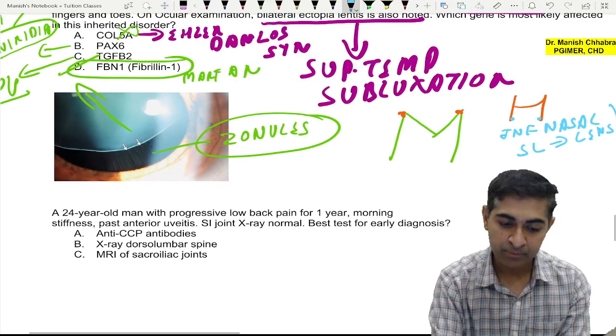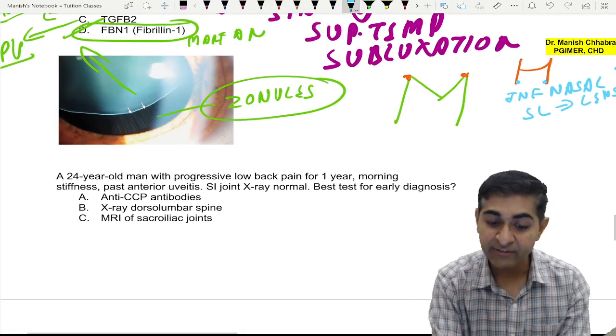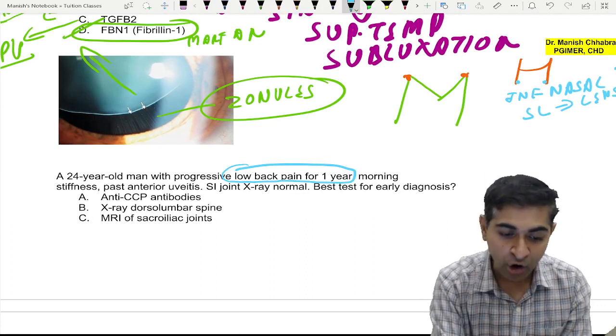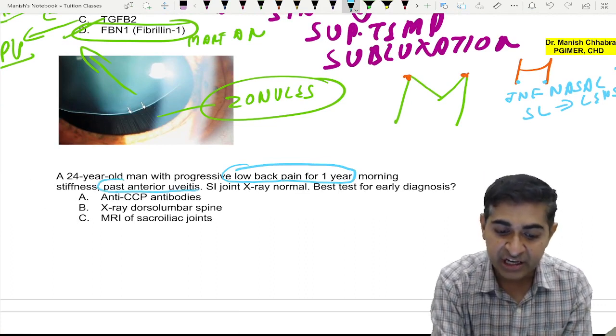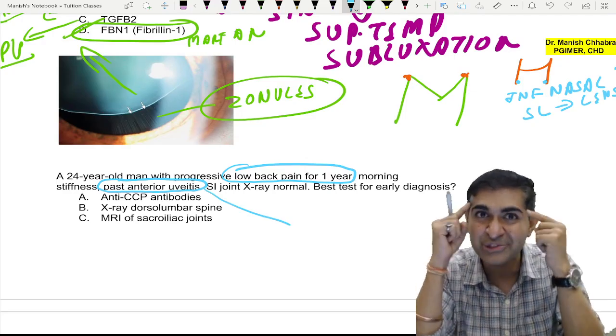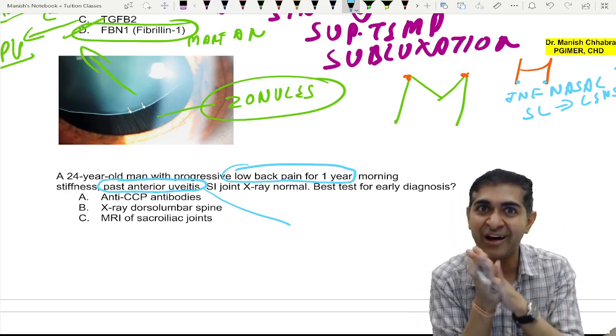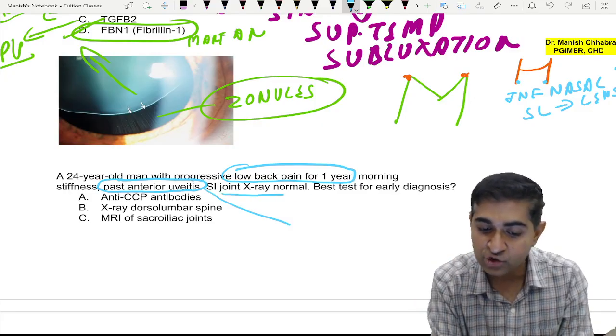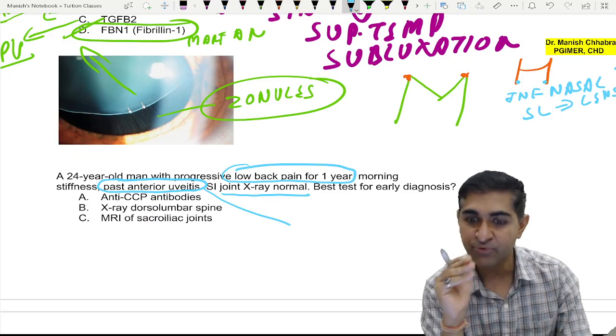Okay. Now, a 24-year-old man with progressive low back pain for 1 year, morning stiffness and past anterior uveitis. Because here anterior uveitis came up, my eyebrows immediately went up. Oh, it is about the eye, so let's discuss this as well. And sacroiliac joint x-ray is normal. Best test for early diagnosis.